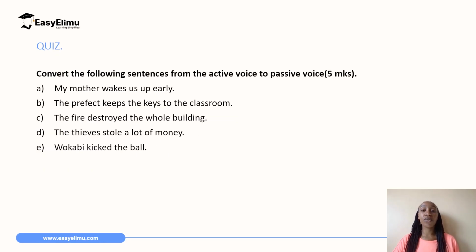So that's it for active voice and passive voice. I hope you're now able to distinguish between a sentence that is in active voice and in passive voice, and you're also able to convert from active voice to passive voice, and also from passive voice to active voice.